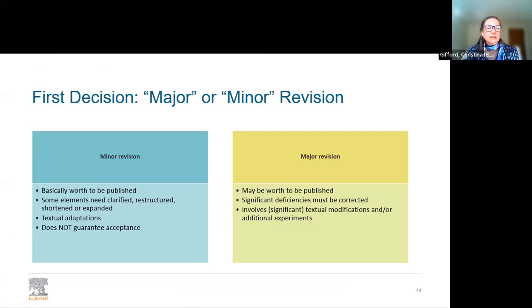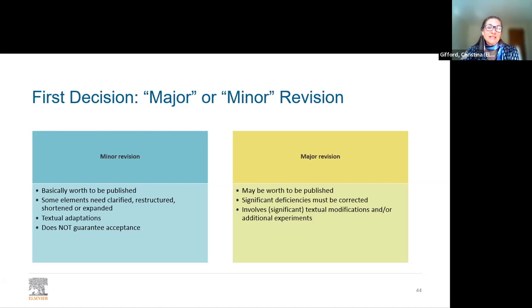Once those reviews are done, we have our decisions, and the decisions could vary from a minor revision to a major revision. So a minor revision is basically the manuscript is worth being published. Some elements in that manuscript might need some clarification, maybe some restructuring, shortened, as Lanta mentioned, being concise in how you're presenting the information, or expanded, sometimes, although rarely, asking for more detail. They must ask for some textual adaptations to be done.